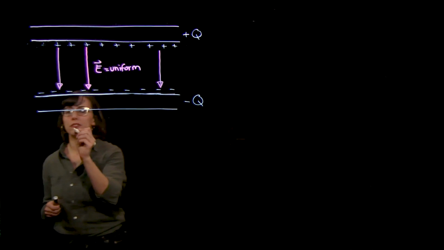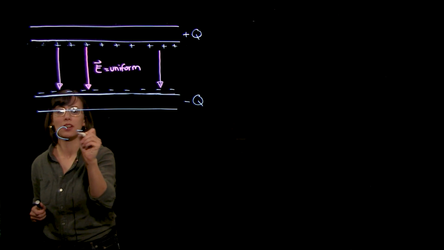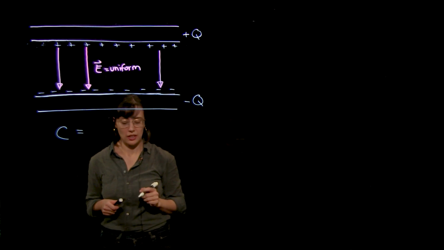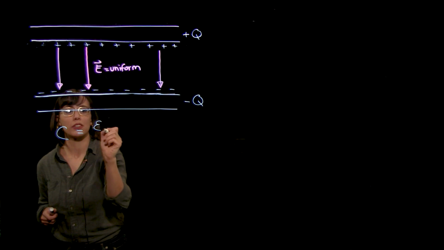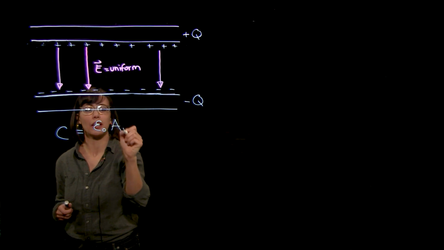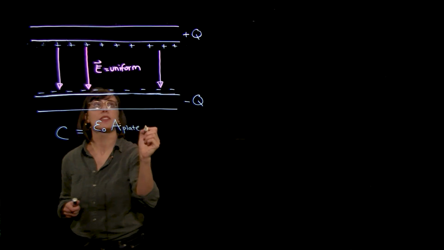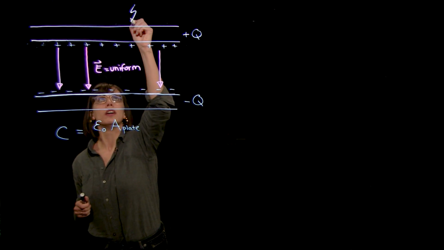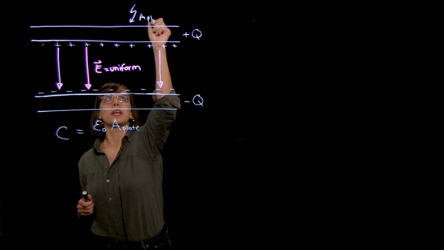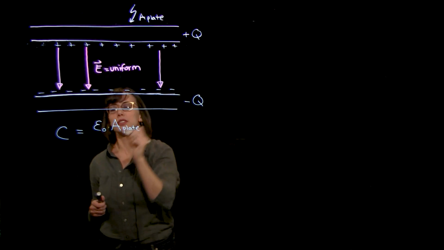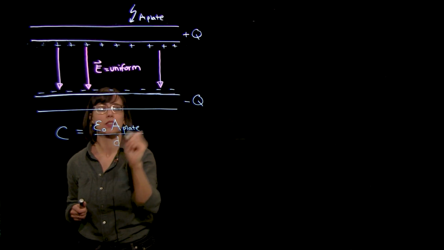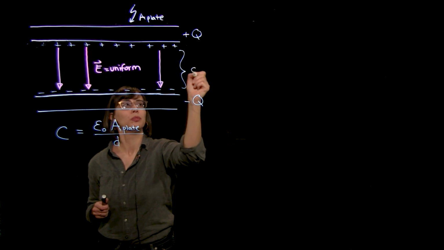And then we saw that we could define this capacitance. And for this particular geometry, the capacitance is equal to epsilon 0 times the area of the plate. So this is the area of each plate divided by the distance between the two plates.